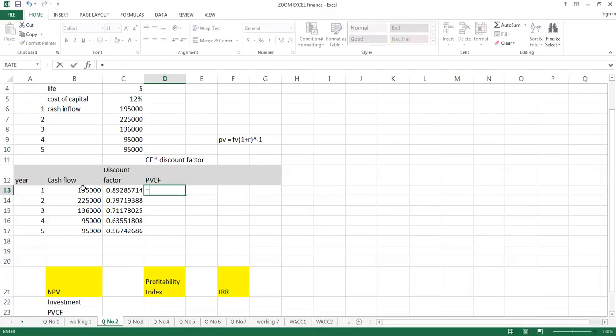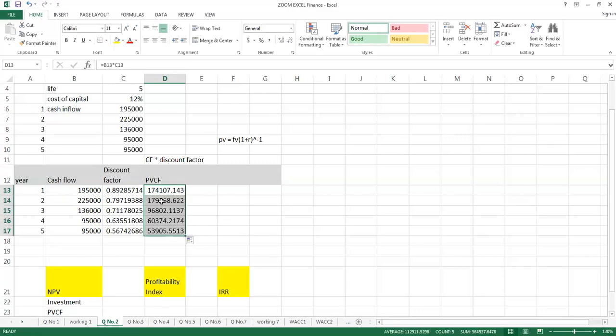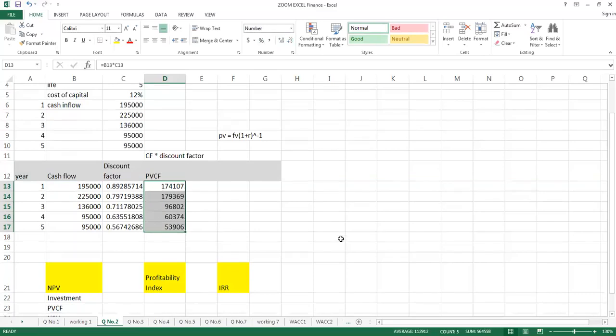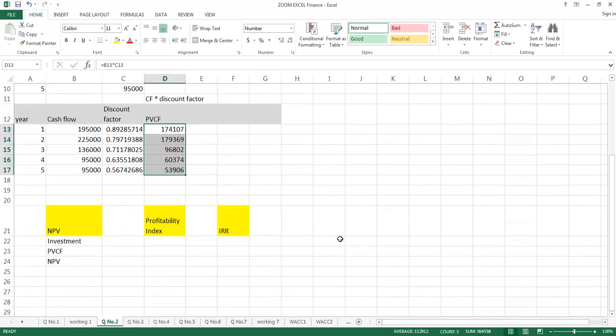So check, I'm taking this information and multiplying by this. Once you take cash flow and multiply it by the discount factor, your resulting answer will give you present value of cash flow. Then student, you simply drag it, you will get present value of different years. If you don't like decimals, then you can remove them.